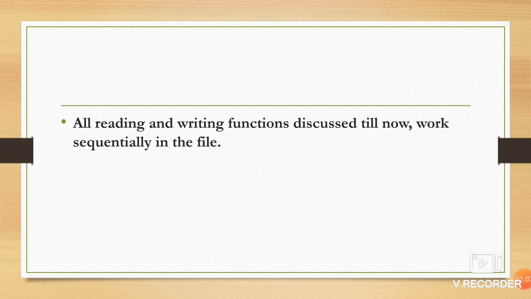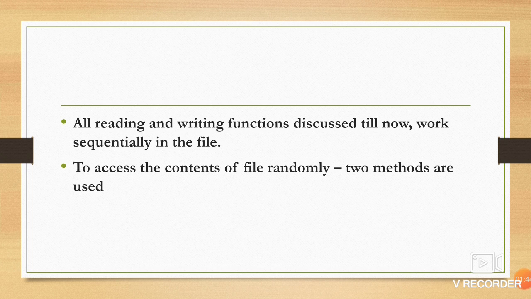Till now we discussed a number of reading and writing functions. All are working sequentially in the file. We saw the read and readlines methods for reading from files, and the writing functions write and writelines. All these five functions we discussed earlier a number of times in the previous video, and they work sequentially in the file. Now we will see some functions to access the contents of a file randomly.